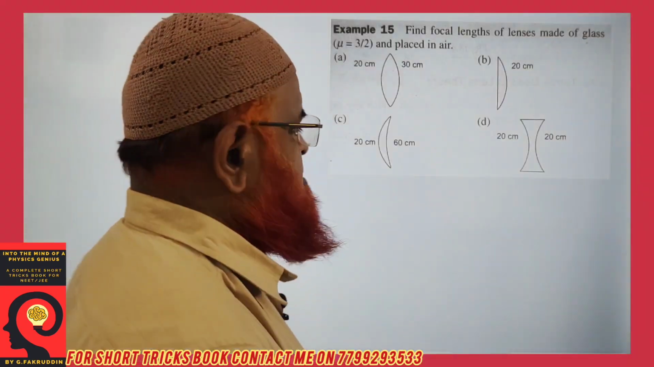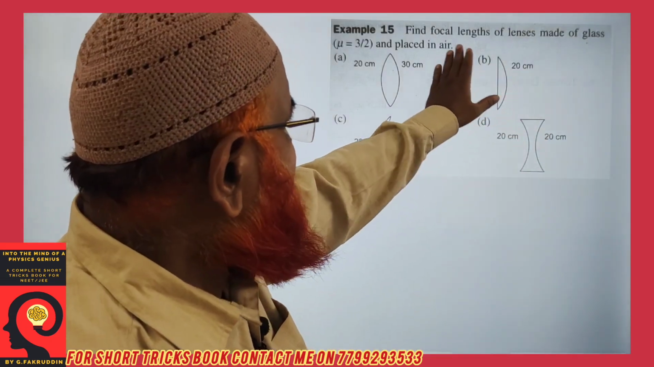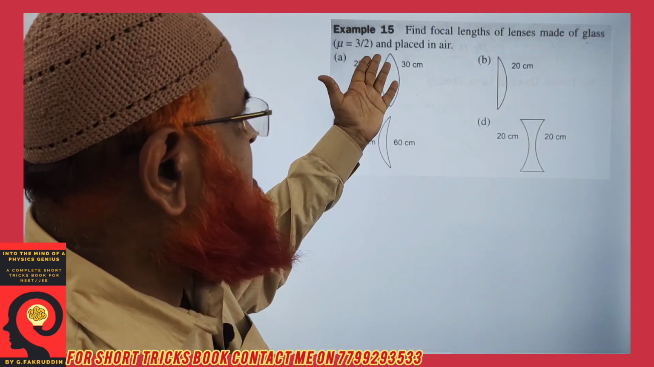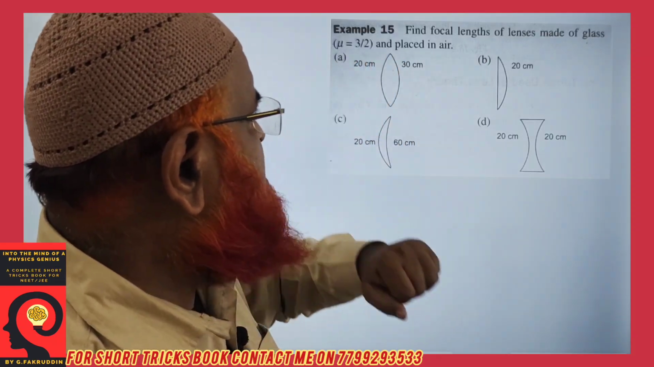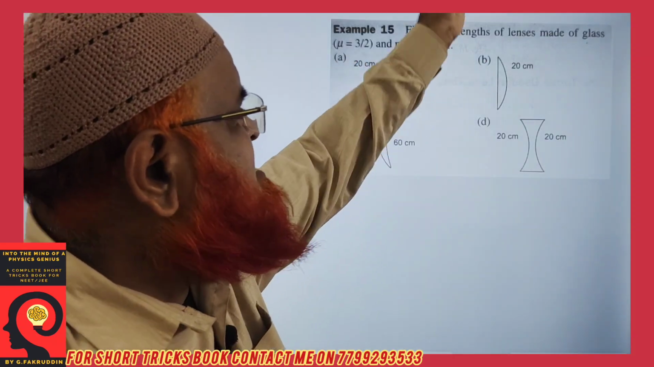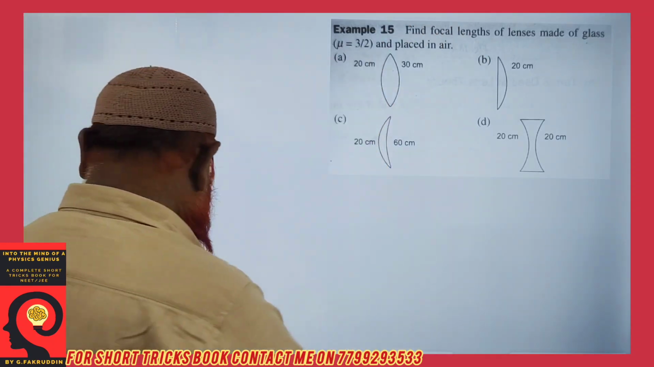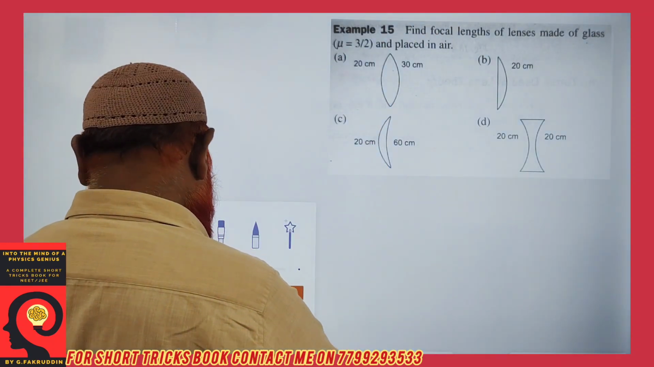Is it? Now, we shall discuss lenses here. Find the focal length of a lens made of glass of refractive index 3 by 2 and placed in air. Let us take this one. The first lens, if you observe how it is, let us see here.